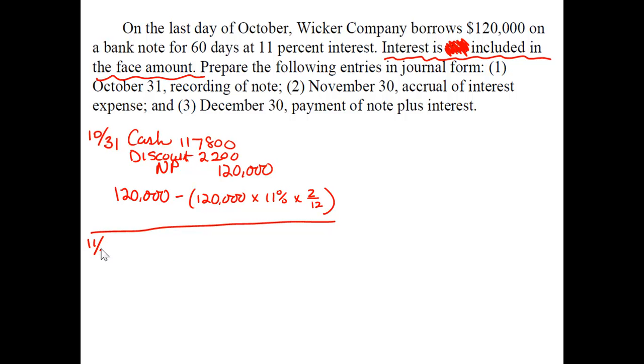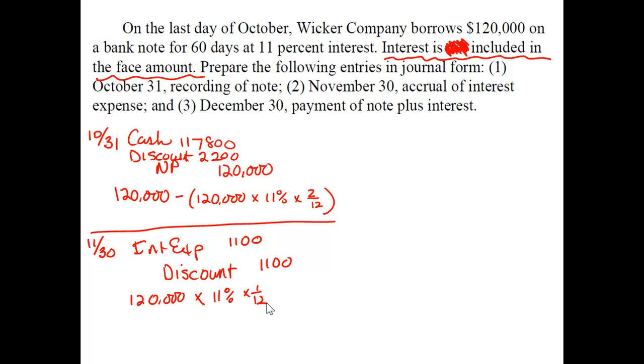On 11/30, when we need to accrue the interest at year end, we're going to debit interest expense. But now, since we've already prepaid that interest, and it's sitting there in the discount account or discount on note payable, it'll be for 1 month or $1,100. And you'll remember that I got that number by taking the principal times the interest rate times the time that has passed, which is 1/12.